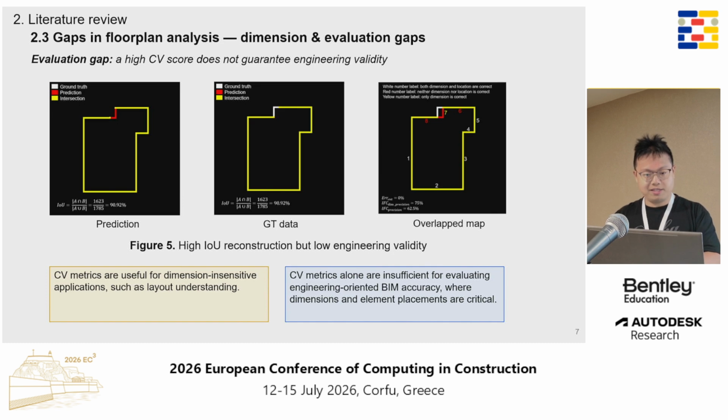Even if one wall is shifted a little bit, the IOU is still very high, above 90%. But actually in engineering, there are 8 walls in total, and for 3 of them, the dimensions are incorrect.